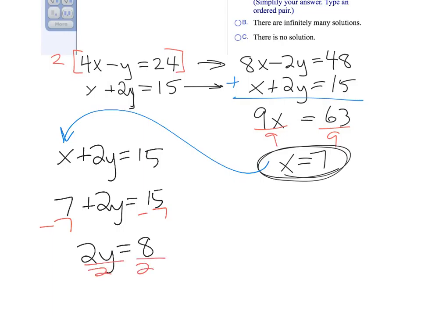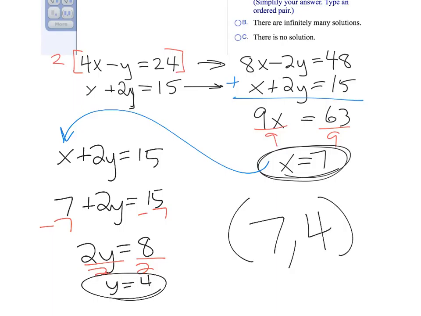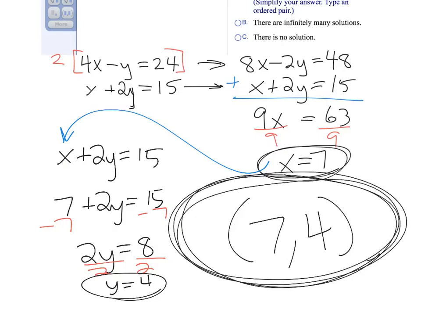Divide both sides by 2. So y is equal to 4, and there is our ordered pair. So our answer is 7 comma 4. Now if you use Desmos, that would be much faster, and that would give us the exact same answer, and you wouldn't have to do all of this algebra.